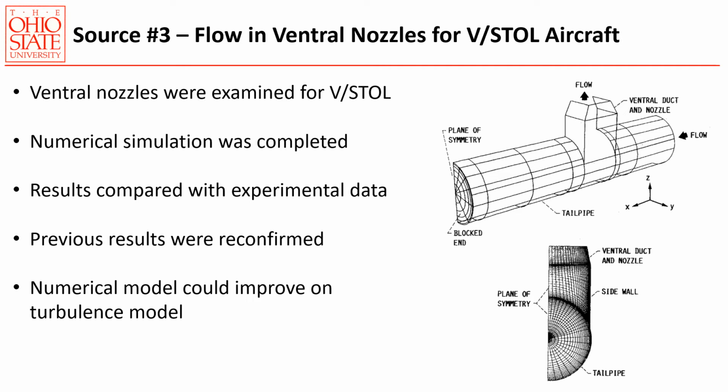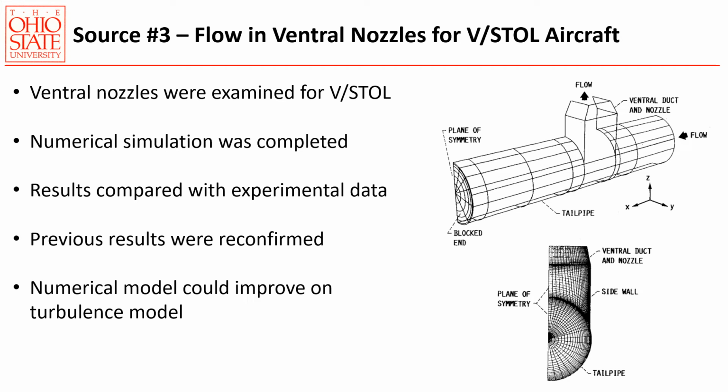This article focused on flow and ventral nozzles for V/STOL aircraft. Many V/STOL designs include a ventral nozzle to provide part of the vertical thrust required. Therefore, this article focused on understanding and predicting the internal aerodynamic flow caused by a single exhaust duct opening. The article presents a numerical simulation of a ventral nozzle and compares the results with experimental data. The experimental and numerical results showed that the flow field within a tailpipe and ventral nozzle configuration is extremely complex.